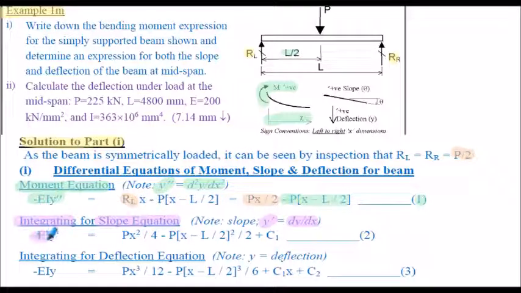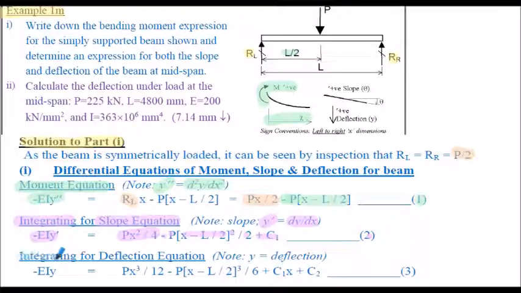So negative EI y dash is equal to, and this is standard integral. Now I'm integrating equation 1, so Px upon 2 integrates to Px squared upon 4. That's our basic ax to the n integration. And I subtract from that the bracket integrated, so x minus L upon 2 integrated with respect to x becomes P multiplied by x minus L upon 2 to the power of 2 over 2. And then I add my constant of integration. I call it C1 here because there will be two constants in integration. I've termed that equation 2 for reference.